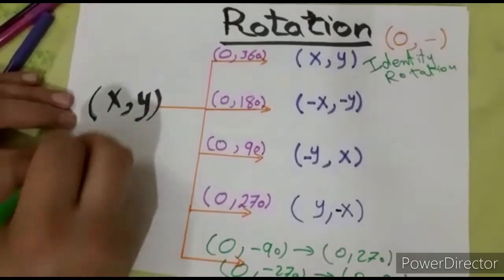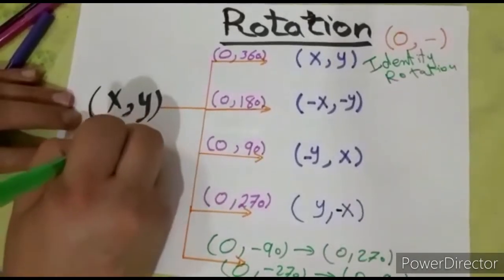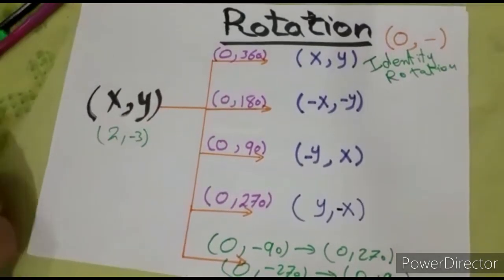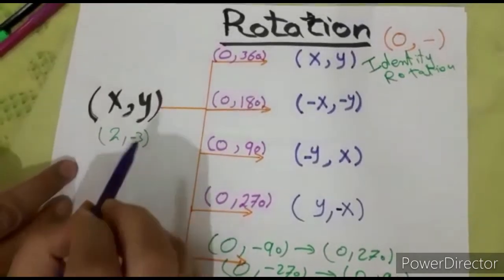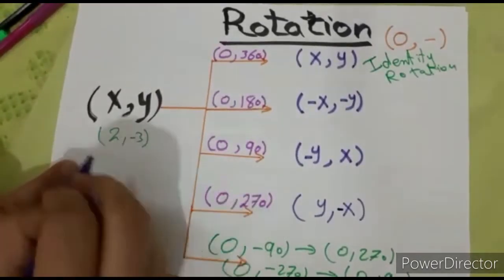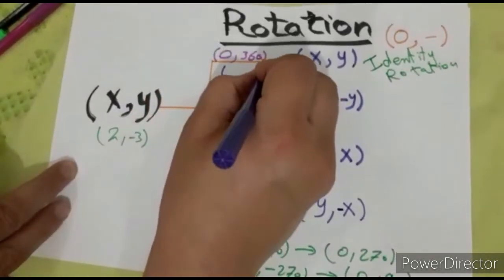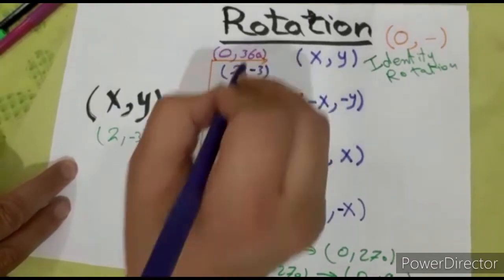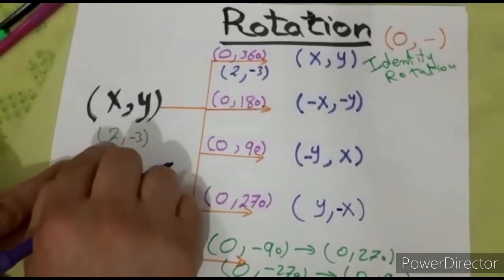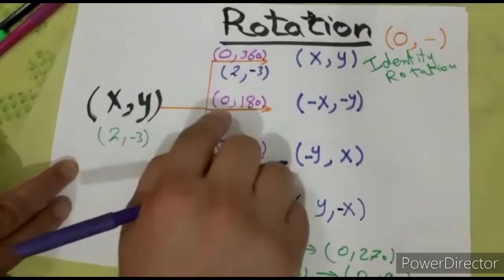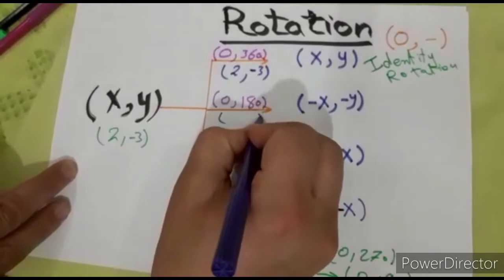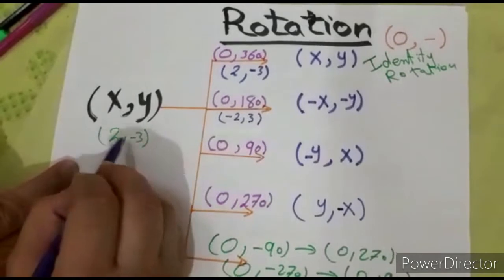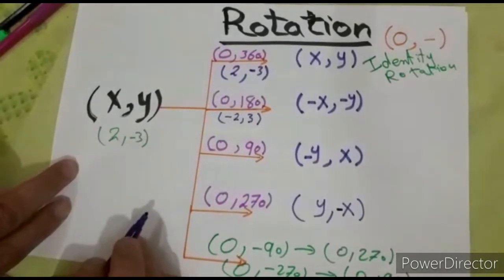Now, for example, if we have this point 2 and negative 3, by rotation O and 360, 2 and negative 3 transforms to 2 and negative 3 without change. 2 and negative 3 by rotation O and 180, we can write negative 2 and positive 3, so we change the sign of the two coordinates.